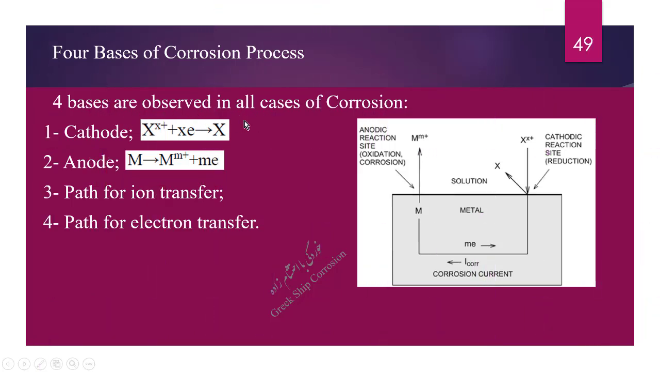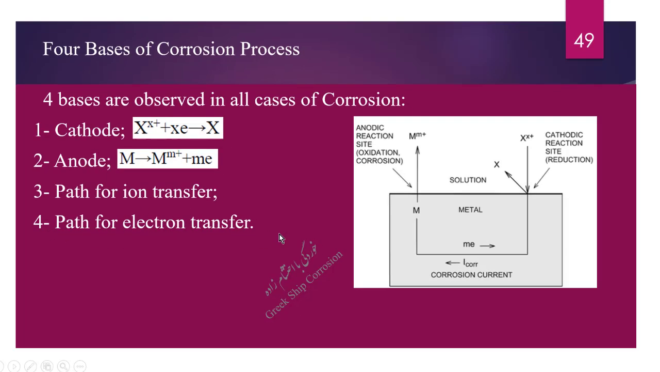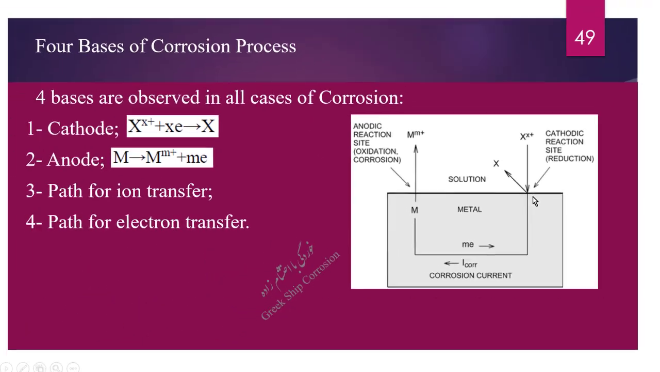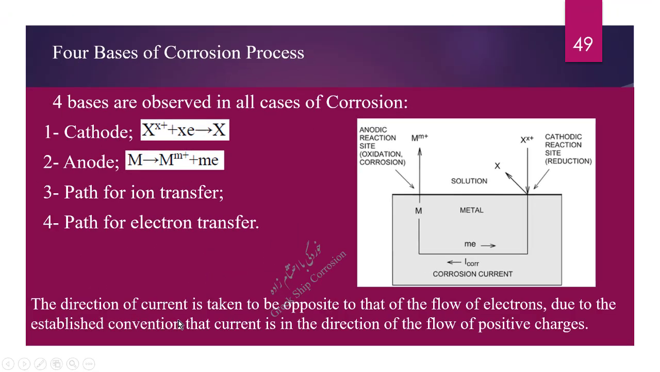Four bases are observed in all cases of corrosion: 1, cathode; 2, anode; 3, path for ion transfer; 4, path for electron transfer. Here is the anodic reaction site, where corrosion or oxidation occurs. Here is the cathodic reaction site, where reduction occurs. The direction of current is taken to be opposite to that of the flow of electrons, due to the established convention that current is in the direction of the flow of positive charges.